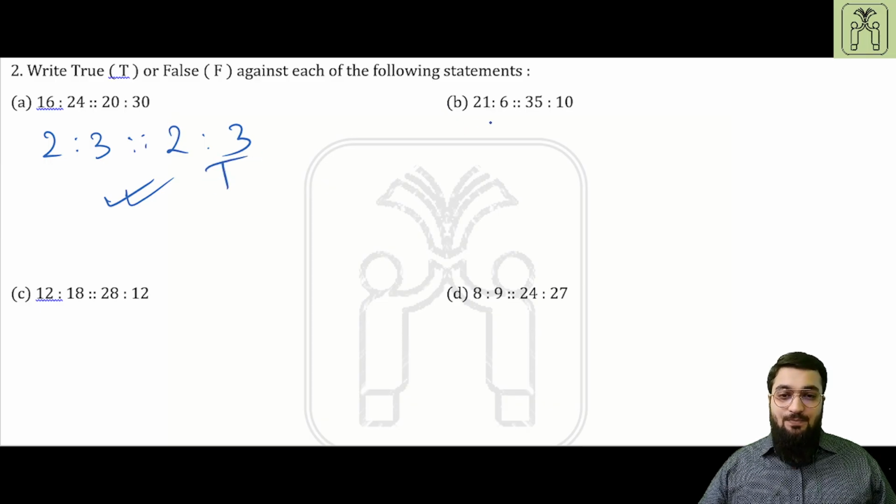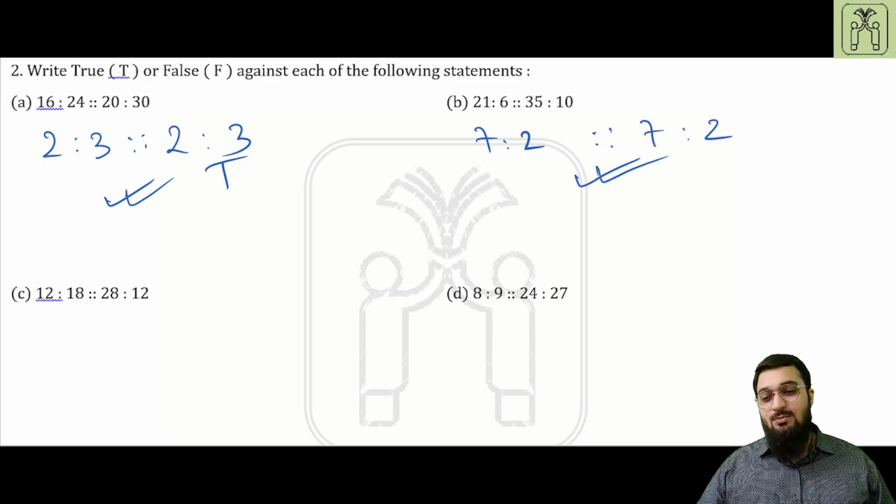Question part B, that will be 21 is to 6. So 3 sevens are 21 and 3 twos are 6, and this will be 5 sevens are 35 and 5 twos are 10. So this will also be in proportion.